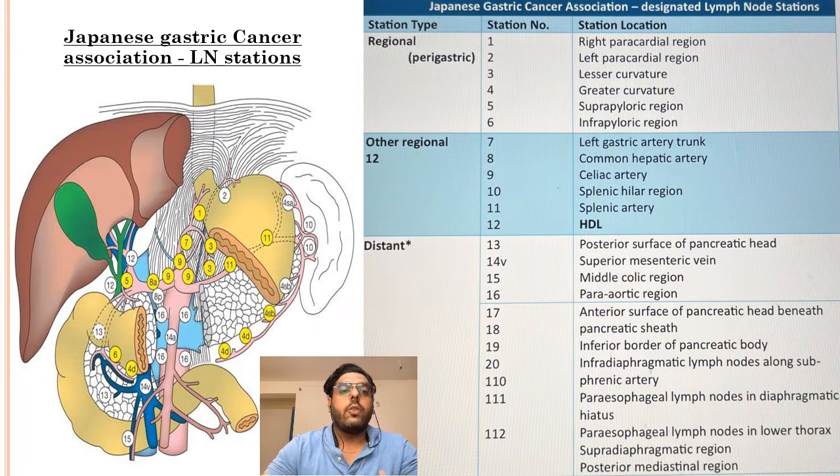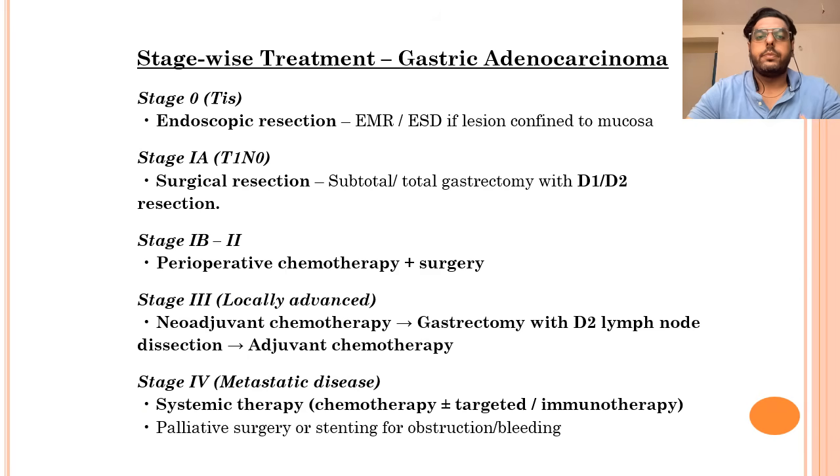For nodal staging, we follow the Japanese Gastric Cancer Association lymph node stations. And in our case, there was a supradiaphragmatic lymph node, raising the possibility of distant nodal spread. A brief on stage-wise treatment. For stage 0, we follow endoscopic resection.